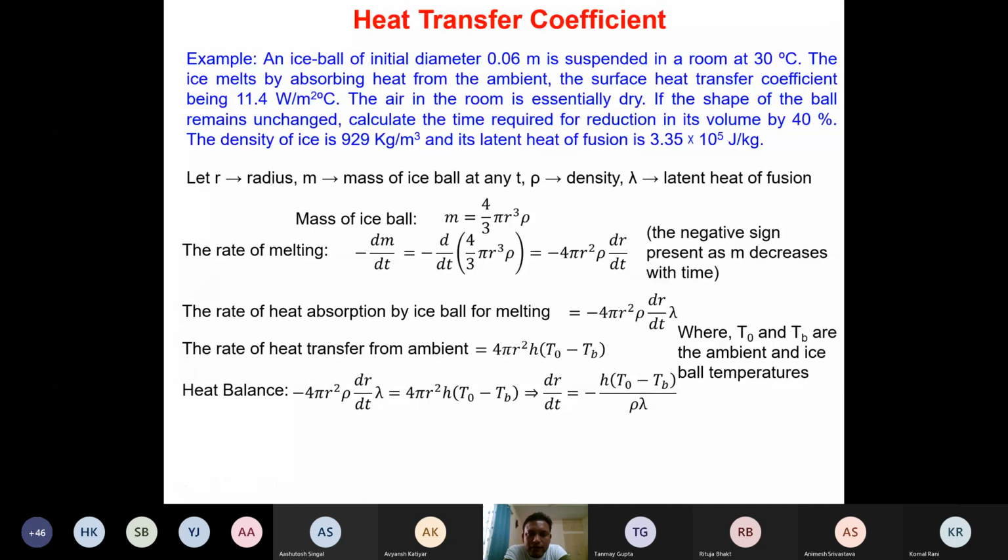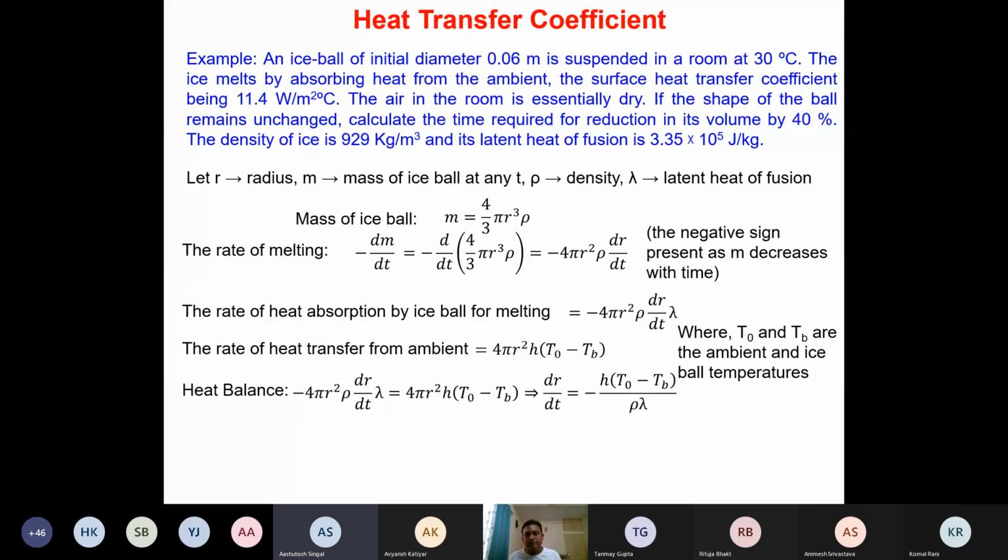Is it clear to everyone? Hello? Yes, sir. So please integrate this equation and find out how R is varying with t. That is what you have to find out.